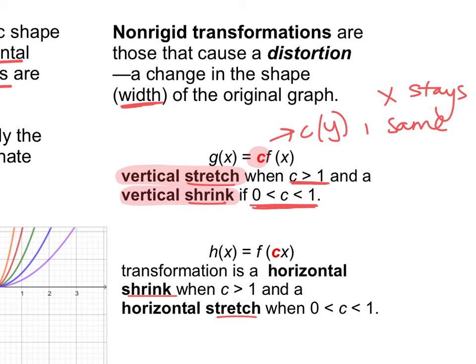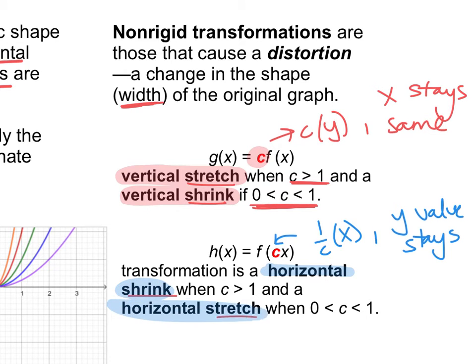And then just the opposite is true when that C value is inside your parentheses. In this case, remember we said we multiplied 1 over C. We took the opposite, 1 over C times X, and then the Y value stays the same. And in this case, because the X value is changing, you're changing side to side. So horizontally, you are changing.